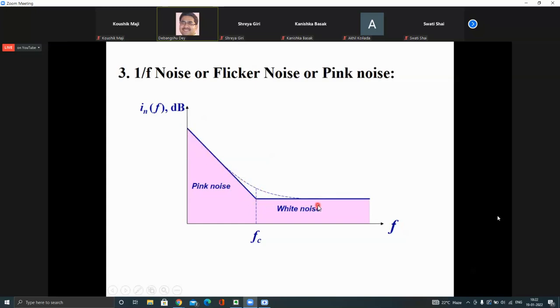So this is the nature of the noise. You can see that in all of the frequencies, some noise will always be there. And the kind of noise having all of the frequencies, what do we call it? It is written there: white noise.